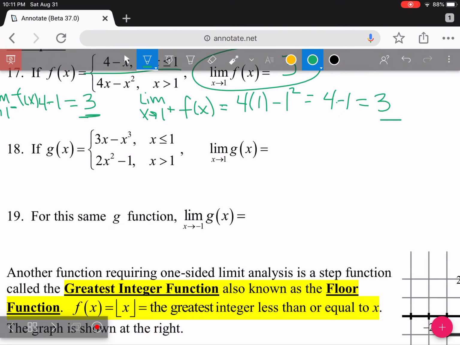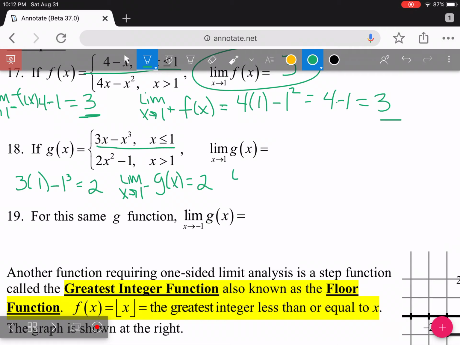Let's look at the next one. If g of x is this piecewise function, we're looking at the limit as x approaches 1 of this function. So let's see what's happening from the left side, which would be this one. Okay, so 3 times 1 minus 1 cubed. So that would be 3 minus 1, which is 2. So the limit as x approaches 1 from the negative side of g of x equals 2.